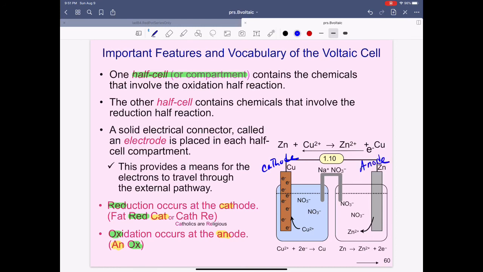So we've got some acronyms to remember that. RED CAT, reduction at the cathode, or AN OX, oxidation at the anode. Another way to notice is the two that go together both begin with vowels, and the other two that go together both begin with consonants.